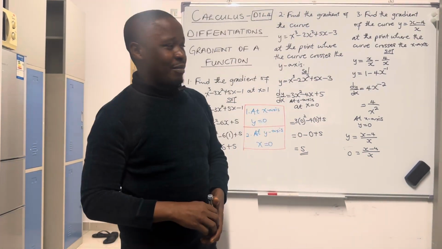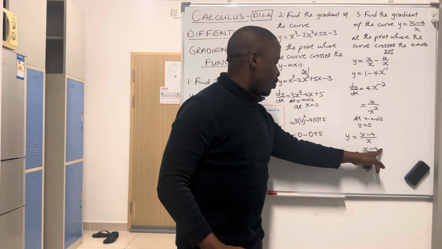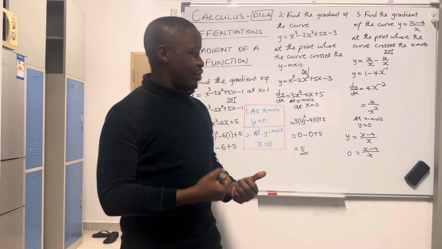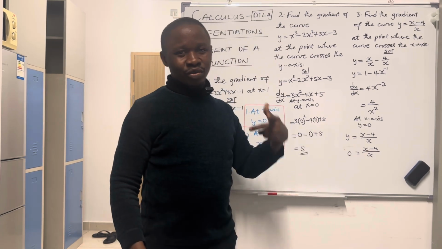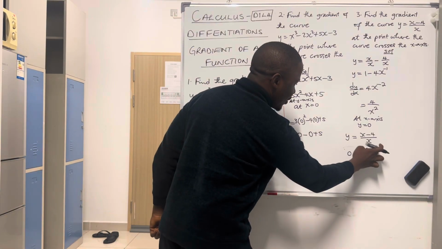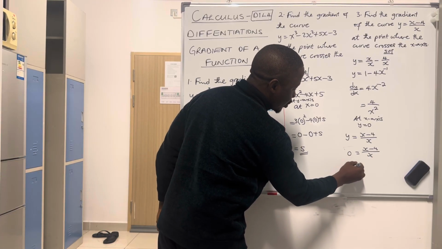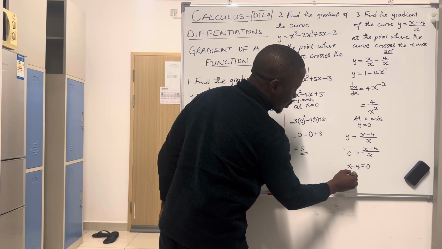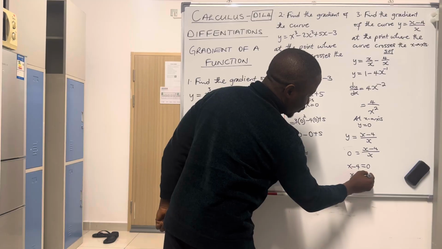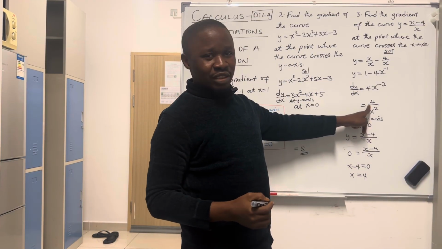Whenever a fraction is equal to 0, the numerator is equal to 0. So we say the numerator, x minus 4, is equal to 0. So when we move minus 4 to the right-hand side, it becomes plus 4. So we can simply use this 4 and substitute into the gradient function.